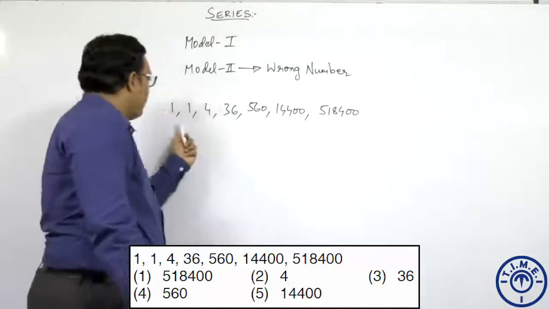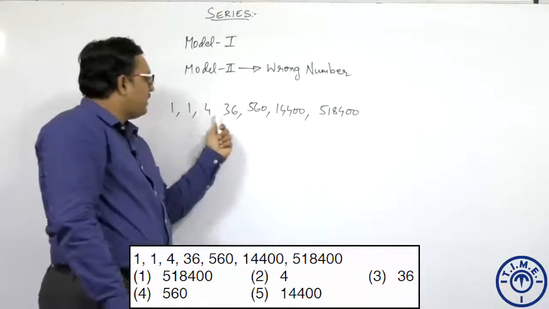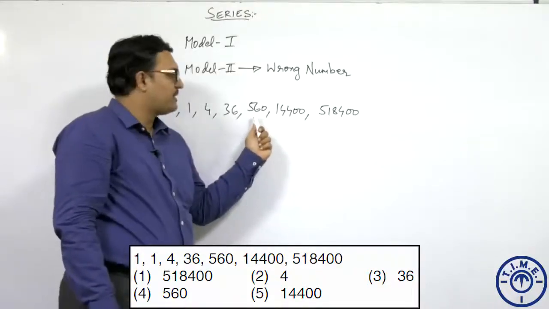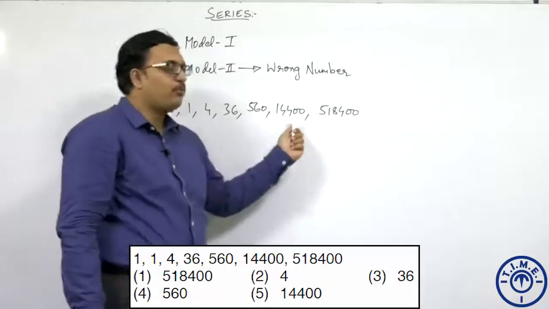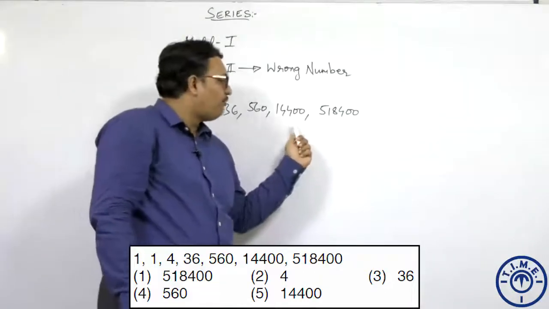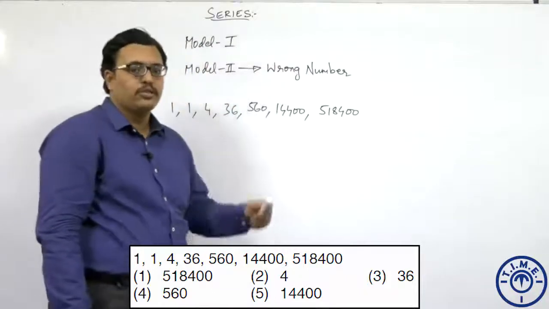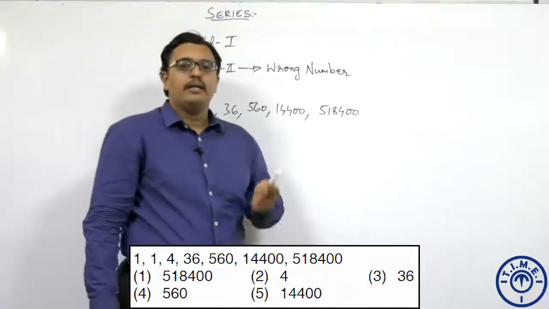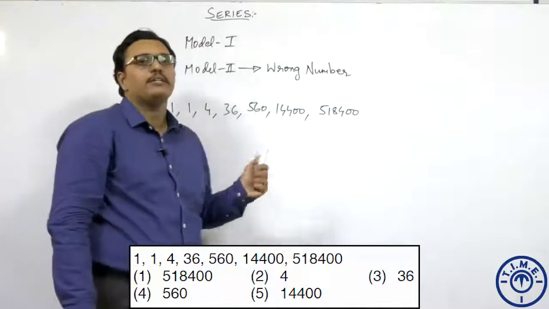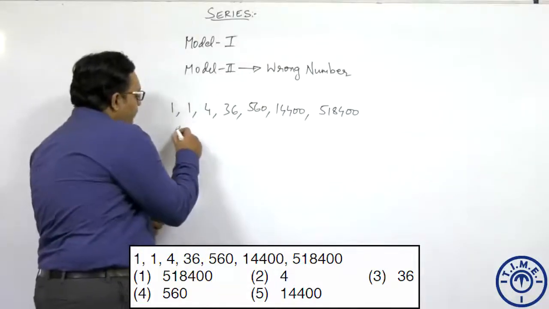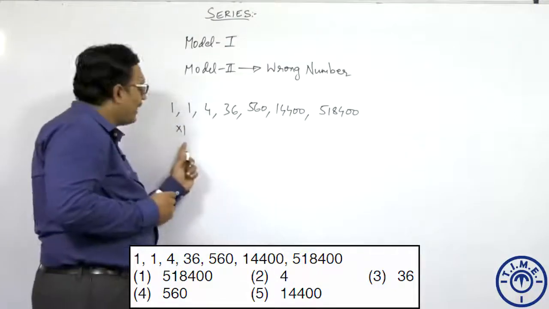Again, if you observe, up till 36 there is a gradual increase. After 36, there is a jump to 560. Then from 560, there is a jump to 14,400. And from 14,400, there is a jump to 5,18,400. Since there is a sudden increase in the numbers, the logic we have to take here is product. So now if I start using the product here, 1 and 1, how can I connect using product?